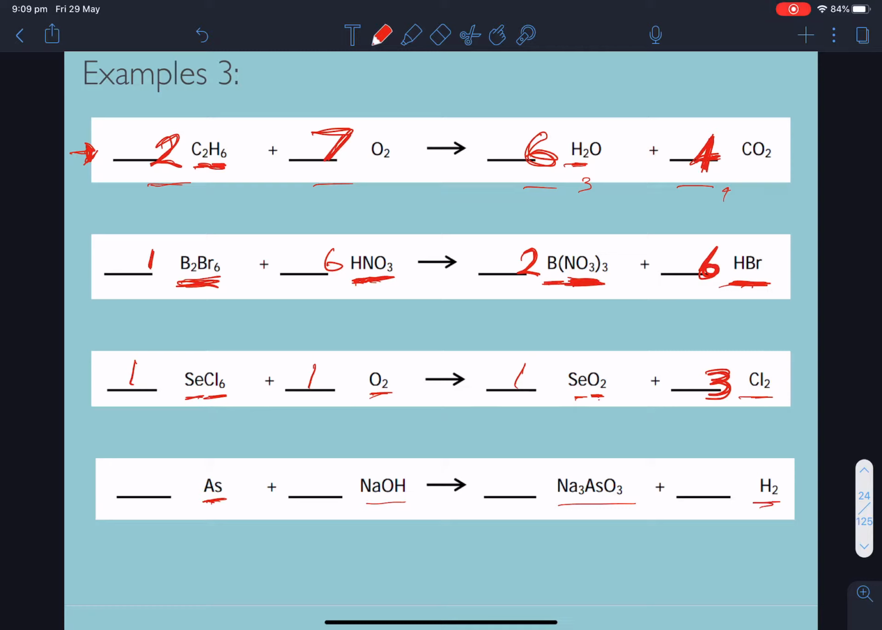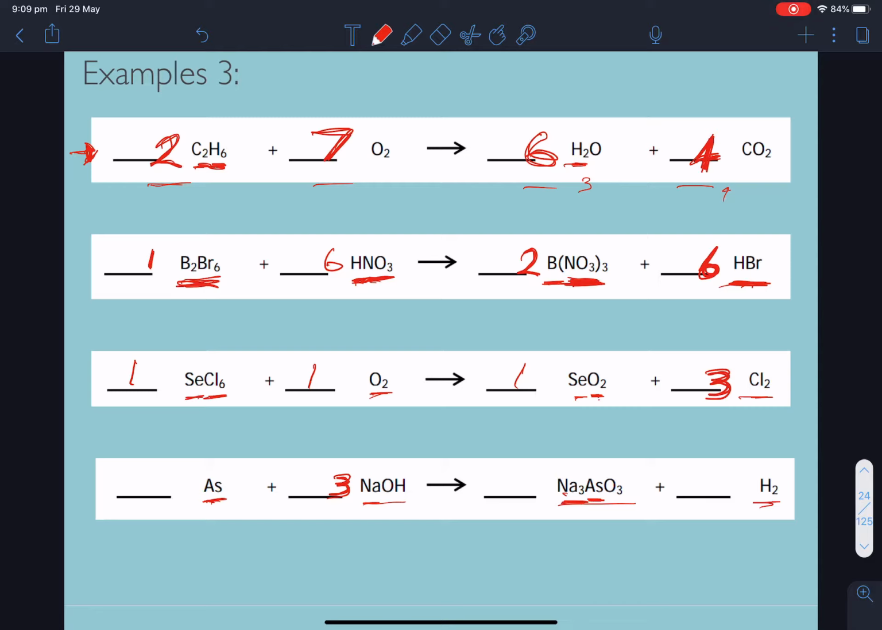Okay, 1 on the left and there's 1 on the right here in this molecule. That was a nice easy start. Okay, 3 sodiums on the right, but I've only got 1 on the left, so I need 3 sodium hydroxides. 3 molecules of sodium hydroxide to balance out those 3 sodiums. Okay, sodium and arsenic are balanced.